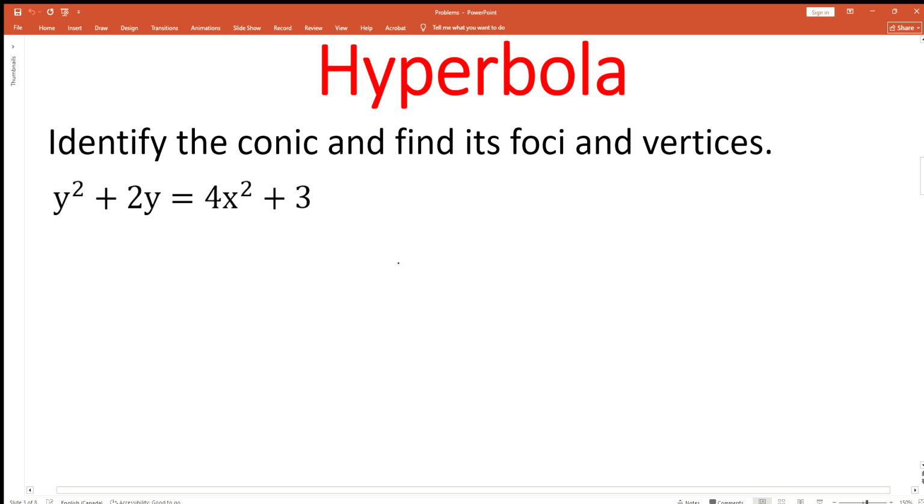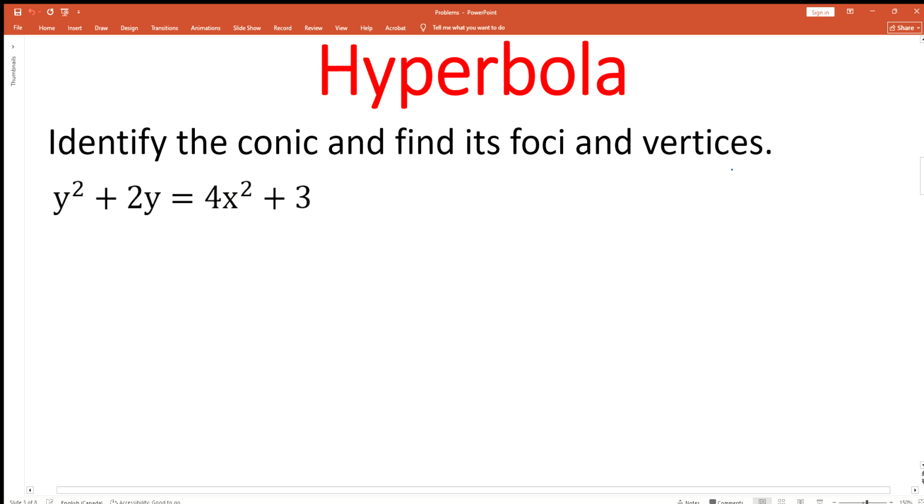In this video, we'll solve a hyperbola problem. As per the problem, identify the conic and find its foci and vertices. We are given the equation y squared plus 2y equals 4x squared plus 3. We have to identify the conic for this equation and then find its foci and vertices.